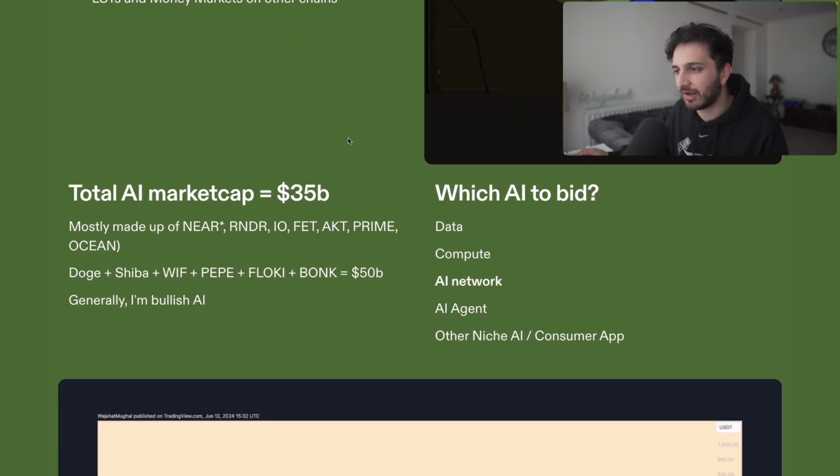Now, if we look at the total AI market cap as a whole, we're talking about 35 billion. Most of this is actually made up of things like NEAR, which I've put an asterisk around because it's more like a layer 1 or layer 2. We've got Render, Ionet, Fetch, AKT, Prime, Ocean. Yes, there's going to be a new AI token once the merger with Ocean and the others happens, and Fetch, of course. But yeah, total AI market cap, 35 billion, right? If we look at Doge, Shiba, WIF, Pepe, Floki, Bonk, 50 billion, right?